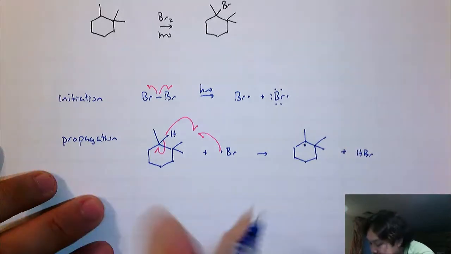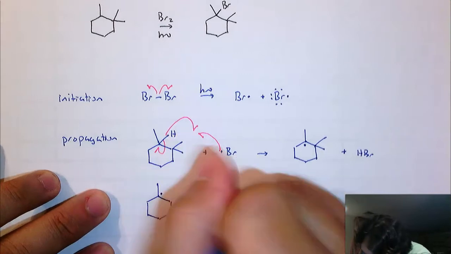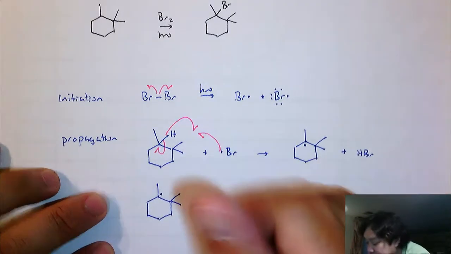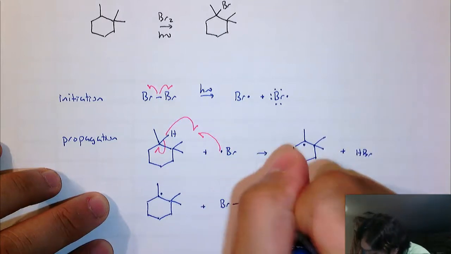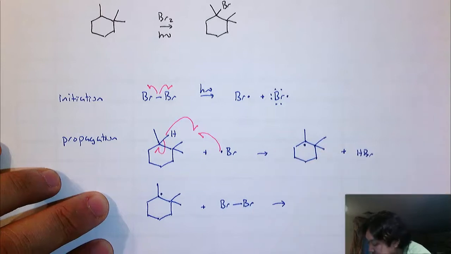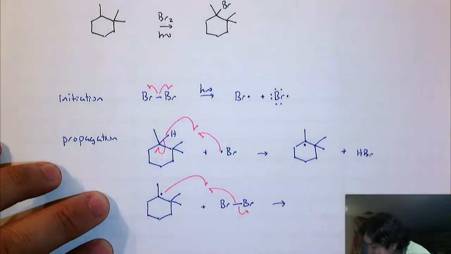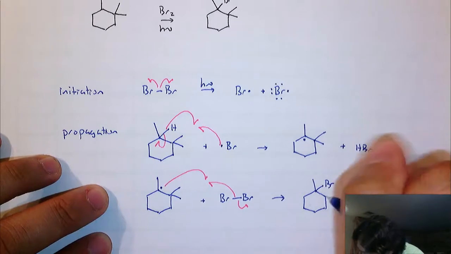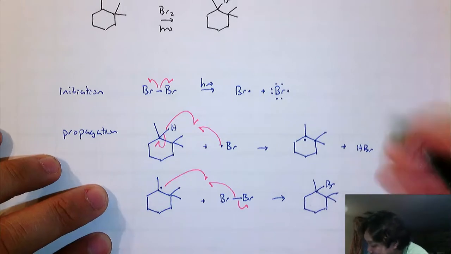Second propagation step. Take your radical that you just made. Don't take the Br radical, okay? Because this is propagation, we have to make a product that can recycle back. The product that can recycle back is going to be a bromine radical. So how do I draw the arrows here? Meet in space. Okay. There. I get my product. Great. And I get this bromine radical that can recycle back.